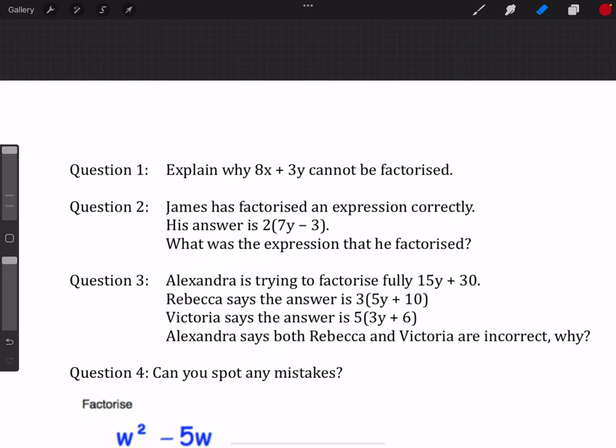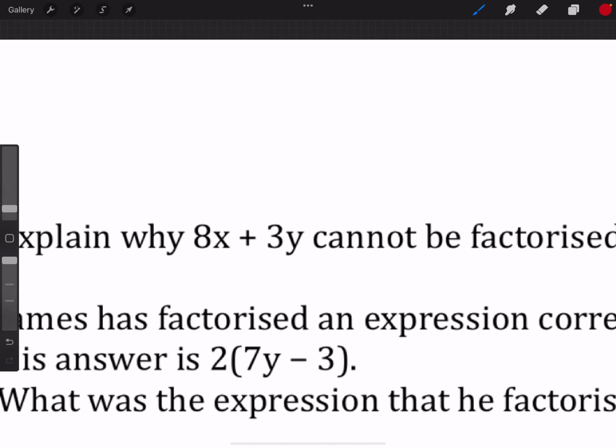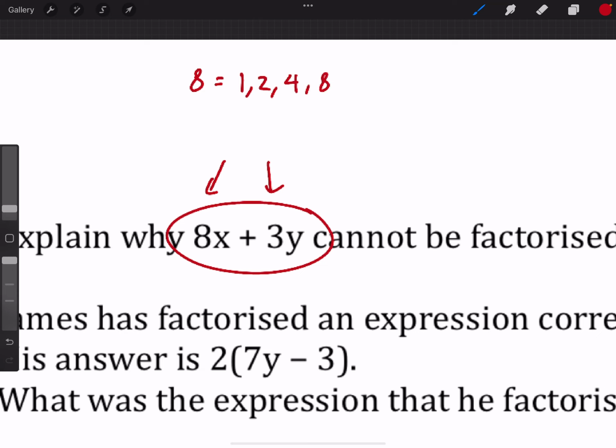Explain why, question 1 says, explain why 8x plus 3y cannot be factorized. Okay, so why can't we factorize this? Well, let's look at the numbers. Can we factorize anything from the numbers? 8 has factors of 1, 2, 4, and 8. And let's look at 3. 3 has factors of 1 and 3. What's the common between them? There's only 1. And like I said, there's no point factorizing a 1 out. It doesn't change anything. Okay, so that means we can't factorize the 8 and 3.